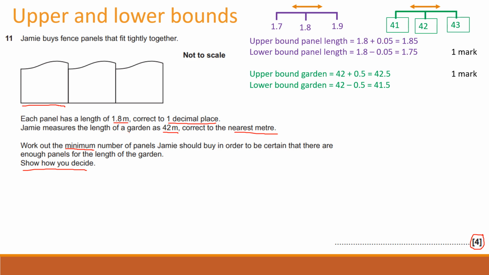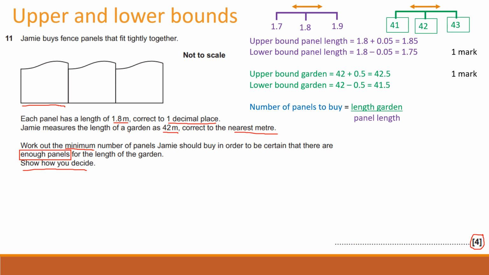Now the next part of the question tells me I've got to look at the minimum number of panels Jamie should buy in order to be certain there are enough panels for the length of the garden. So to work out how many panels, I've got to do the length of the garden divided by the panel length. Most people can understand we've got to do that, but it wants to know the minimum number of panels and make sure we have got enough panels for the length of the garden.